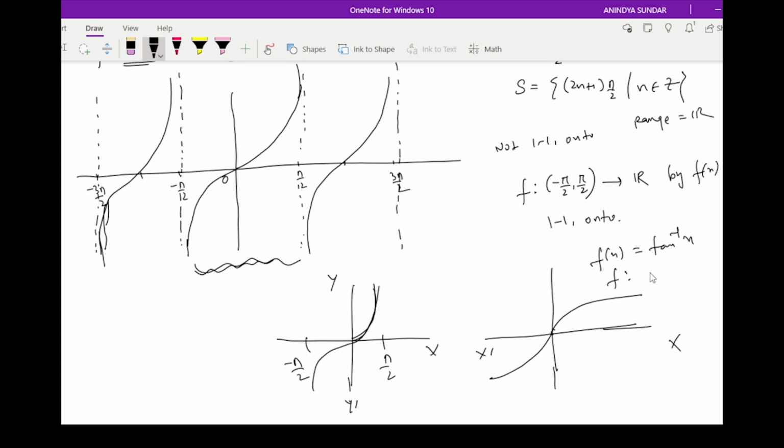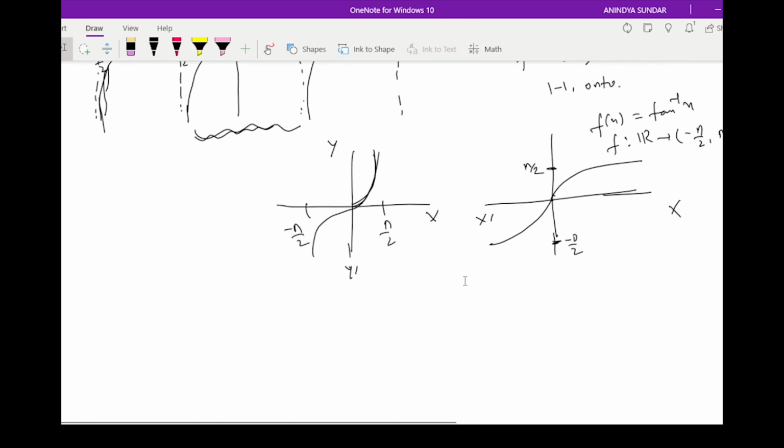And what is the domain? The domain will change. The domain will be R, and the range is minus π/2 to π/2. That means this point is basically π/2, and this point is basically minus π/2. So this is my graph of tan inverse x.